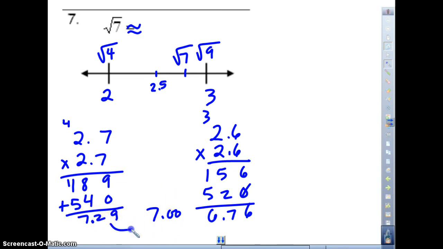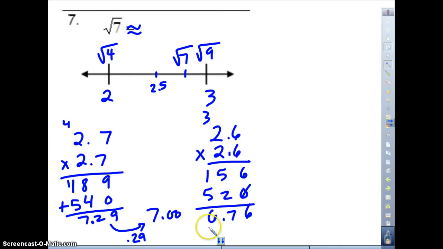This one is 0.29 away, and the 0.76 one right here is 0.24 away. 7 is closer to which of these two? Yeah, it's closer to this one. So we're going to say the square root of 7 is approximately equal to 2.6, rounded to the tenths place.